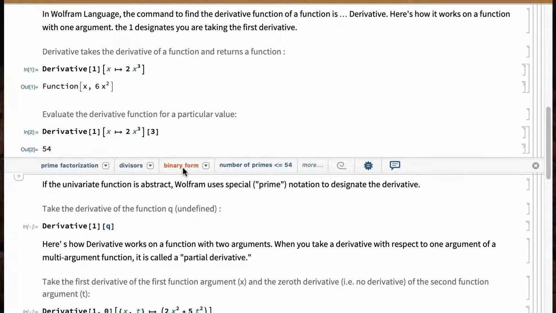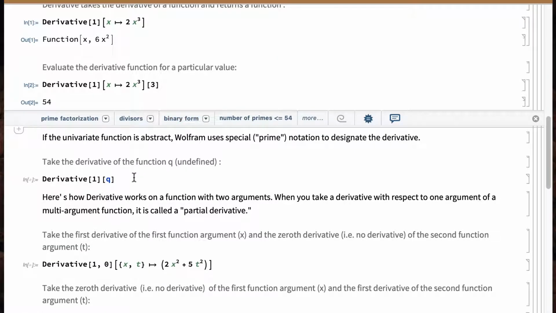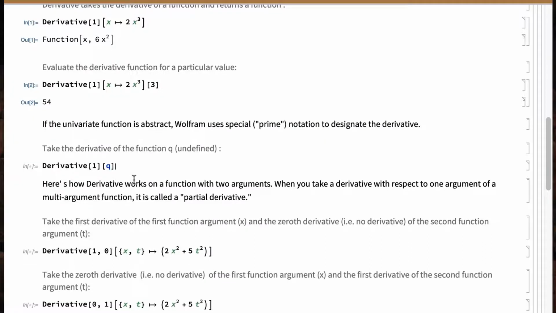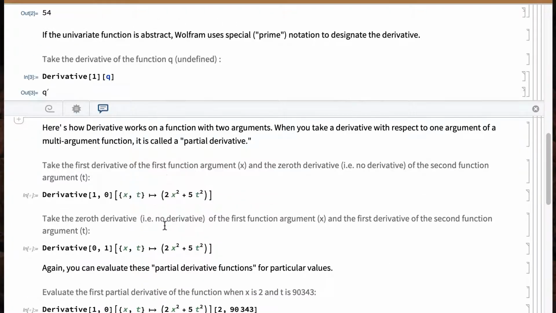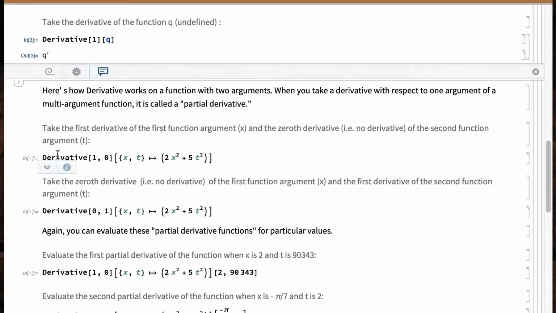Yay. All right, we could also take the derivative of an abstract function, a symbolic function. And Wolfram, like many other people, uses a special notation in this case, and it shows that as q prime. We can also take derivatives on functions with multiple arguments. When you do this, when you have a multi-argument function and you're taking the derivative with respect to only one of those arguments, that's called a partial derivative. Let's see how we denote that in Wolfram language.